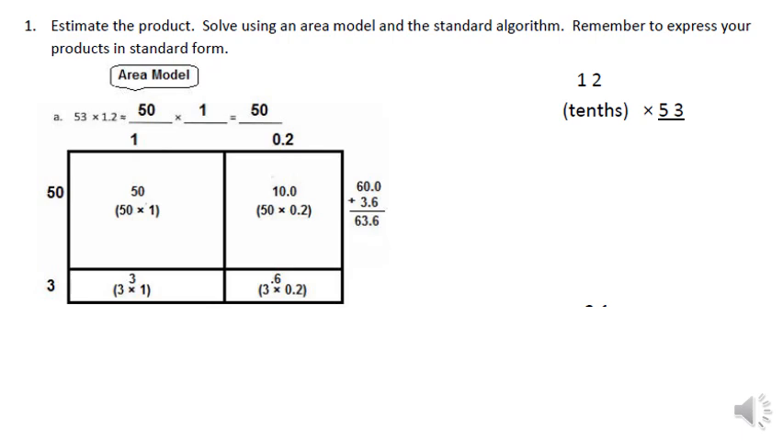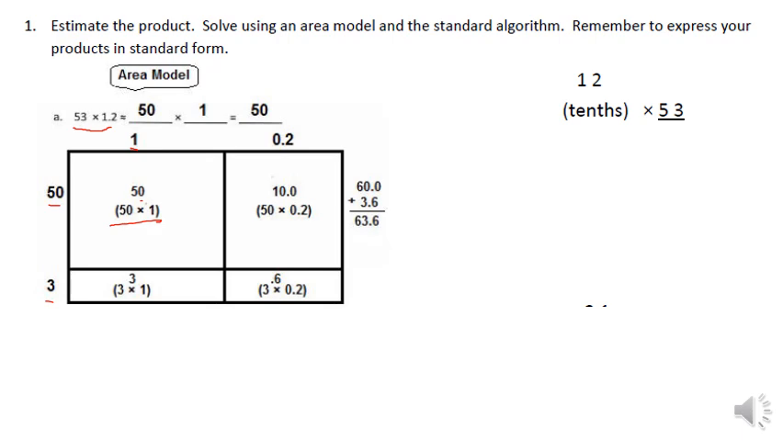Now if you look at this area model, you can see that they took the 53 times 1 and 2/10, and they split it between 1 and 2/10, and on the side they did 50 and 3. So when they multiplied it out, you can see this is 1 times 50 was 50, 50 times 0.2. Well, if I do 50 times 2/10, that's going to be 100 tenths. 100 tenths would equal 10.